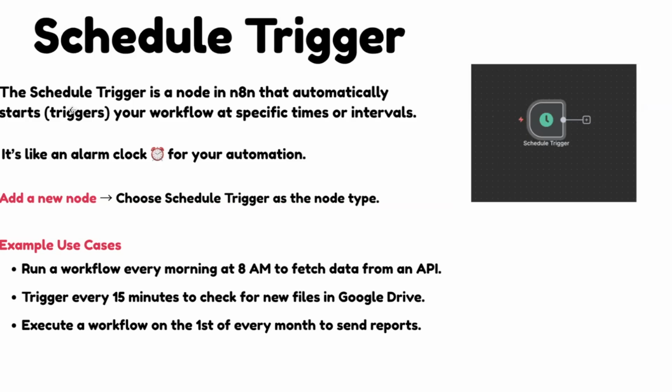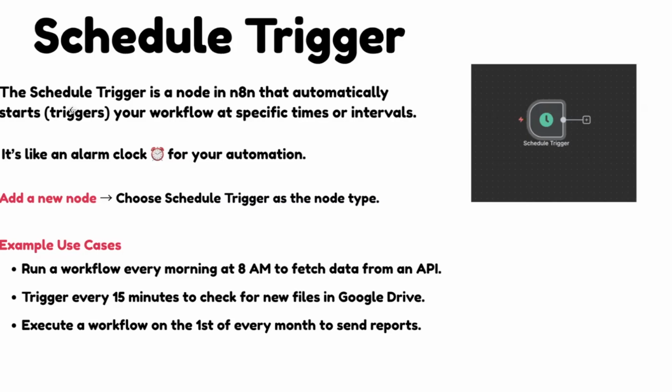This schedule trigger is a node in n8n that automatically starts or triggers your workflow at a specific time or at intervals. It's like an alarm clock for your automation. It just gives a bell, saying okay, you have to execute this task. It's like a reminder to do this task for your customer. So how do you use the schedule trigger? You just choose a node called a schedule trigger, add it, and make the changes.